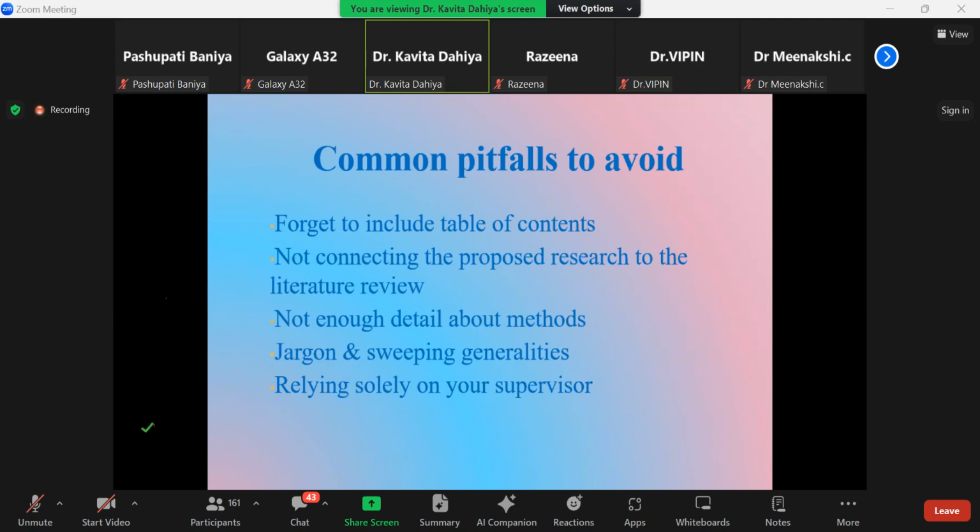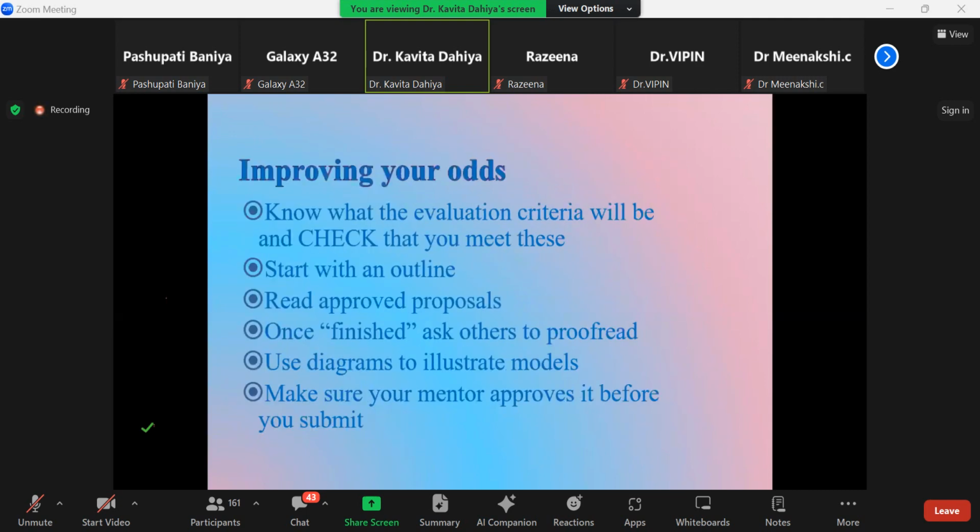Not enough details about the methods. Definitely, methods represent the direction to your research completion. Improving your odds: know what the evaluation criteria will be and check to meet them for your thesis. Start an outline, read the approved proposal, and once finished, ask others to proofread.